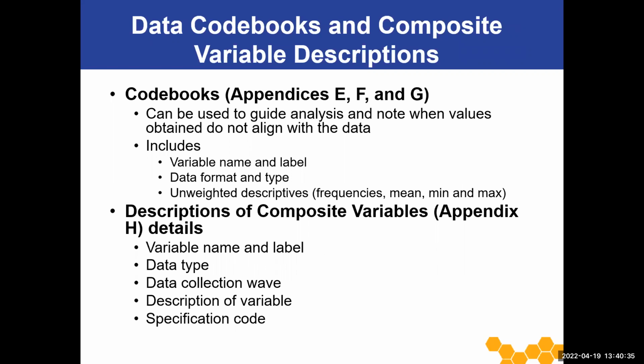Additional appendices are also valuable resources. The code books in Appendix E on center program files, Appendix F on the classroom and teacher file, and Appendix G on the child level file lists for each variable that is on the file its name and label, the data format and type, and the unweighted descriptive statistics.